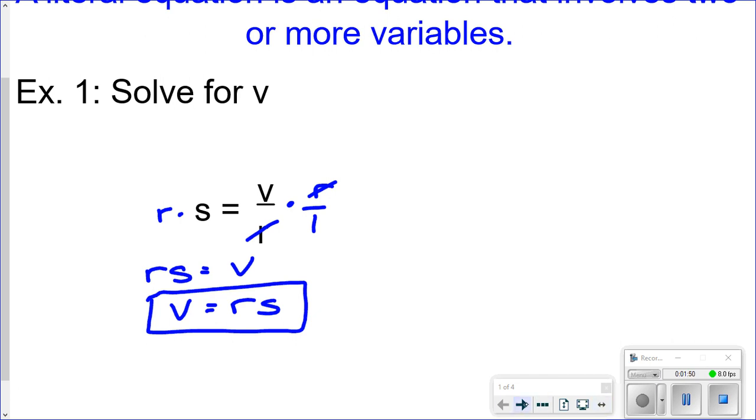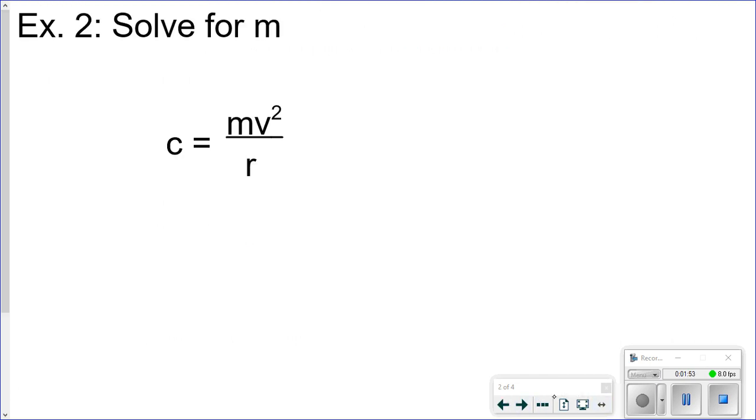All right, so let's look at another one. This one says solve for m. So to get m by itself, I need to get rid of this v squared, and I need to get rid of this r. I'm going to show you how to do this in 2 steps, and then I'm going to show you how to do this in 1 step. So if these were numbers, and this is kind of helpful in literal equations, to think about if the v squared was a number and the r was a number, what would I do first? Anybody know?